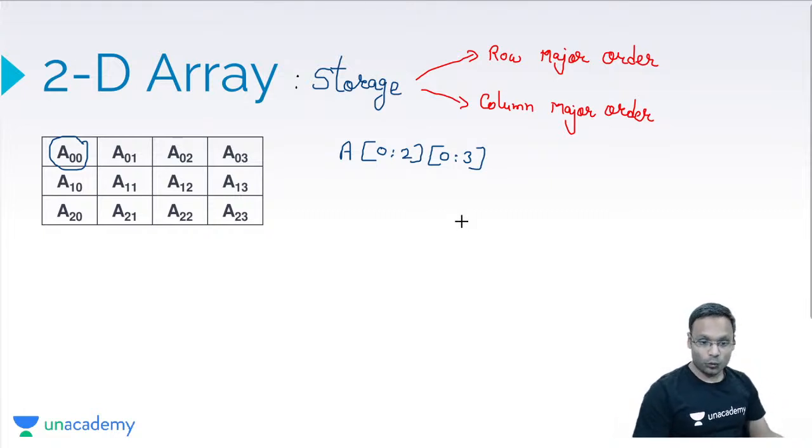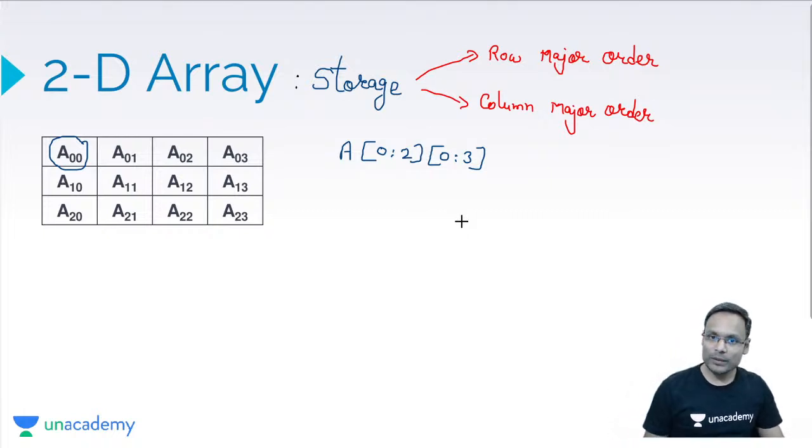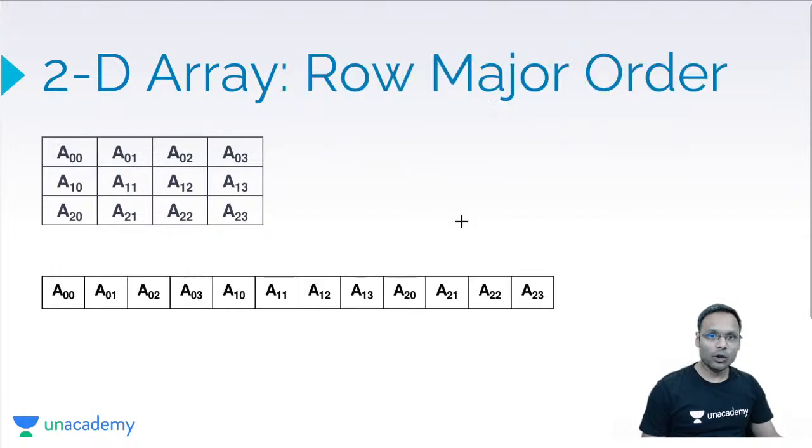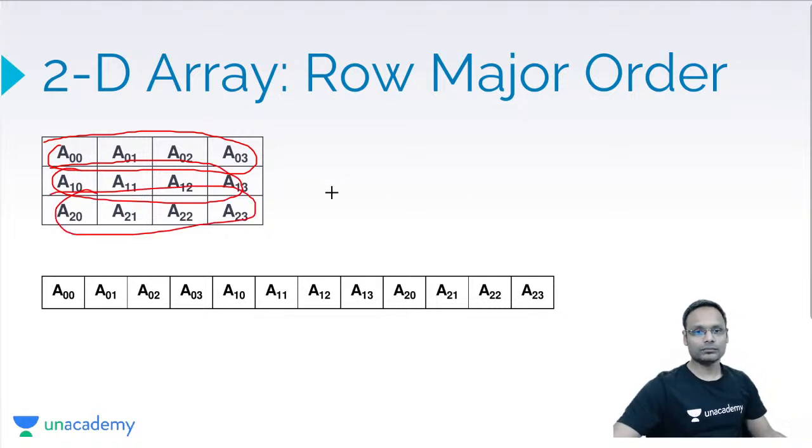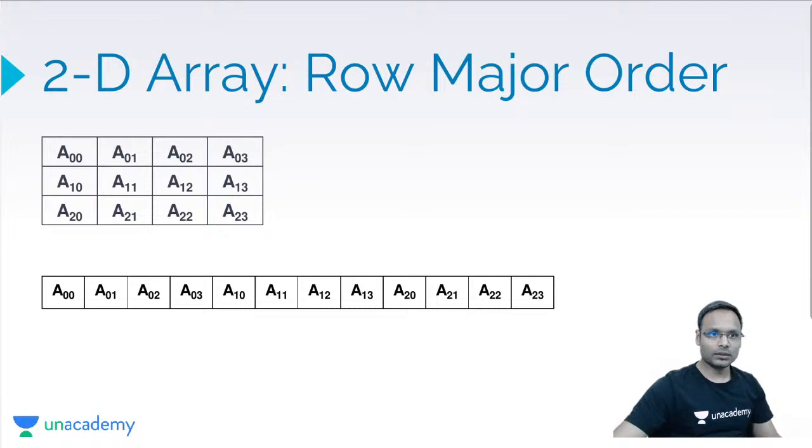Right? So we have two types of storage policies. One is row major order, one is column major order. Row major order says that you need to store the elements row wise. Means first of all you need to store the complete first row, then the next row, then the next row. Look at this. First of all, in the memory you are storing A of 0 0, after that 0 1, then 0 2, 0 3.